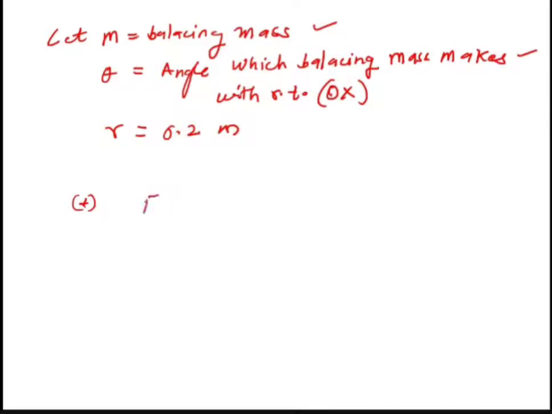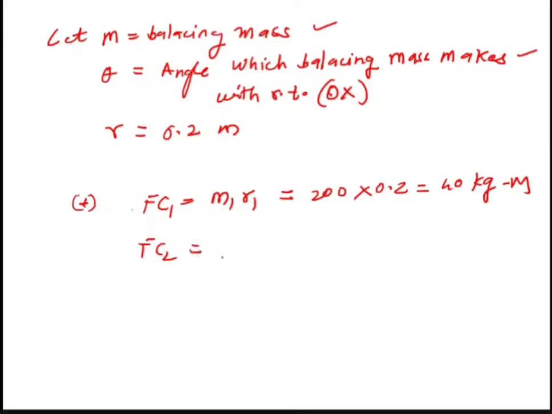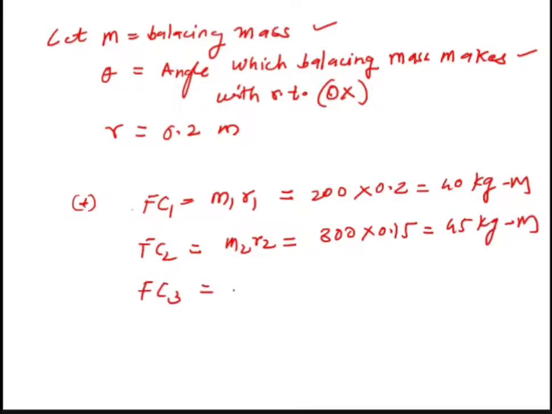Centrifugal force, let us say Fc1, is equal to M1 R1. M1 is 200 into R1 which is 0.2, so I am getting 40 kg meter. Then Fc2 is M2 R2, which is 300 into 0.15, so I am getting 45 kg meter. And Fc3 is equal to M3 R3, that is 240 into 0.25, so after calculation I am getting 60 kg meter.